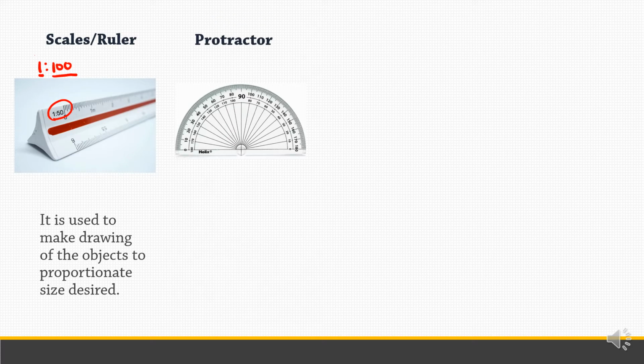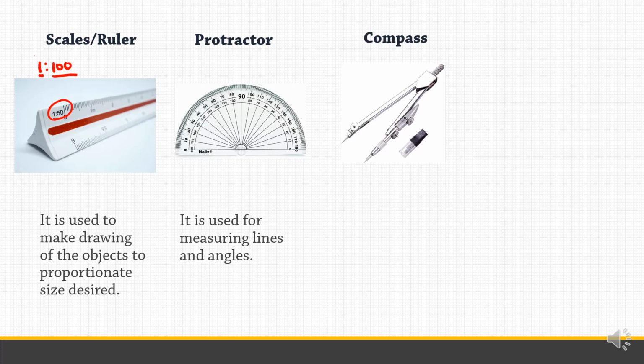So next is the protractor. You are familiar with the protractor, it is used to measure lines and angles. Then next is the compass, of course you are familiar. This we use in drawing circles.